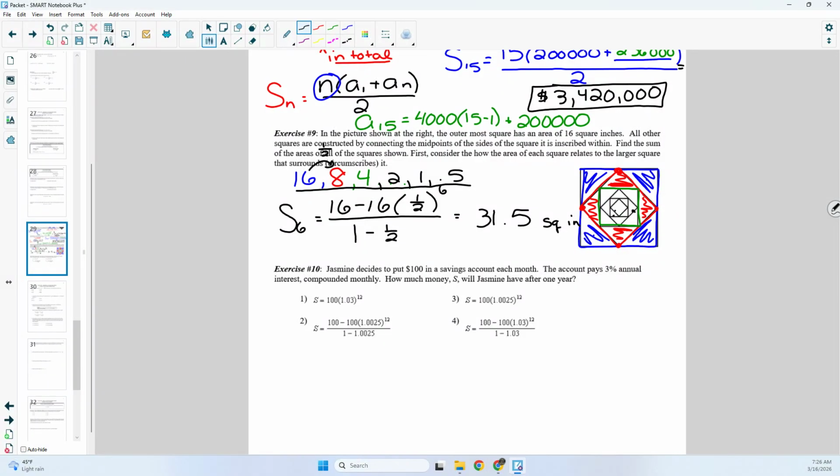The next question I threw on there because I think it's kind of a weird combination of different topics. But luckily it is multiple choice, so you can do it with process of elimination. First off, it says Jasmine decides to put $100 in a savings account each month. So she's putting in 100, and then she puts in 100 again, and 100, and she keeps putting this in. But she gets 3% annual interest compounded monthly.